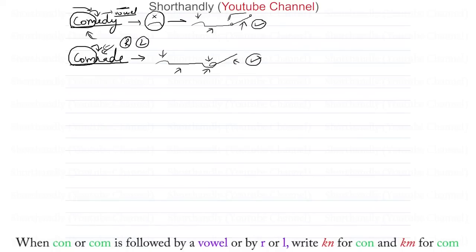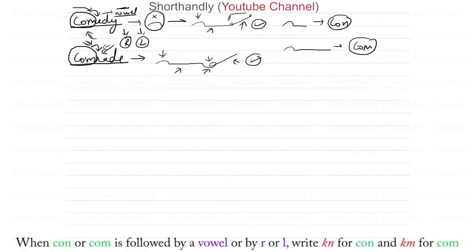This statement simply says that whenever we are having a vowel or either R or L after these types of prefixes, we will be making this K and N for our con prefix and this K and M for our com prefix. Alright, so this is what this statement says.